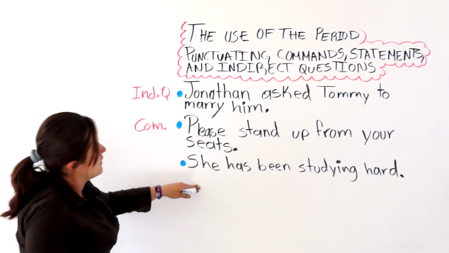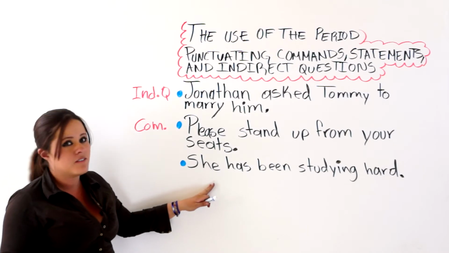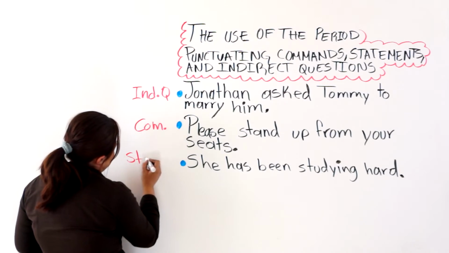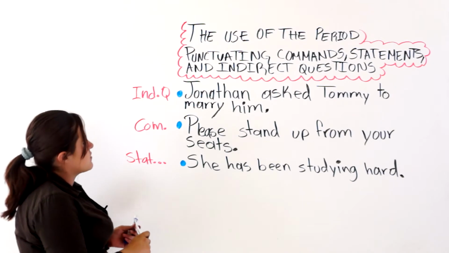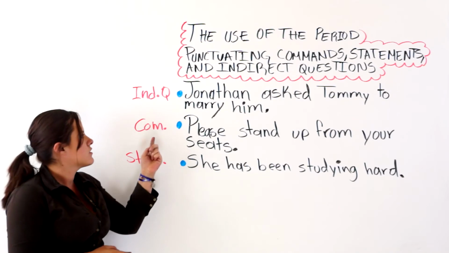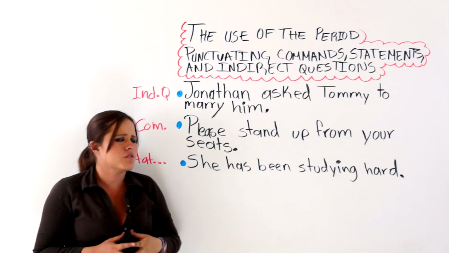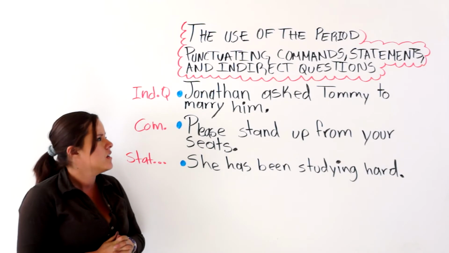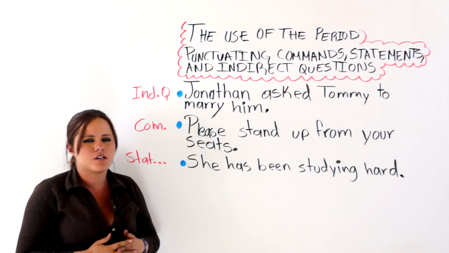Okay, and the next one says, she has been studying hard. So, this is a fact. So, this means this is a statement. Statement. So we use a period to punctuate indirect questions, commands, and statements. There are more uses for the period, like to punctuate abbreviations, upper and lowercase abbreviations. But remember, today we are focusing on commands, statements, and indirect questions.